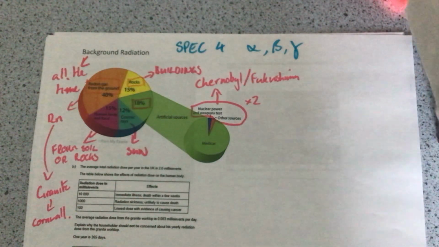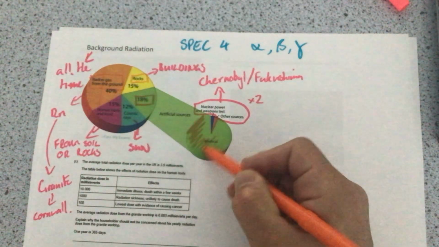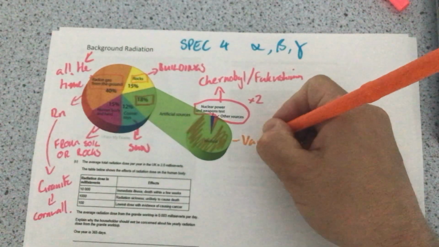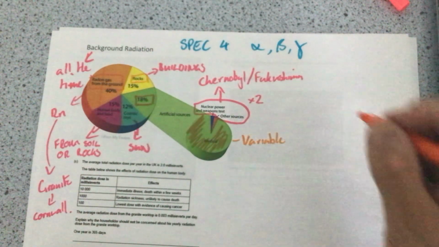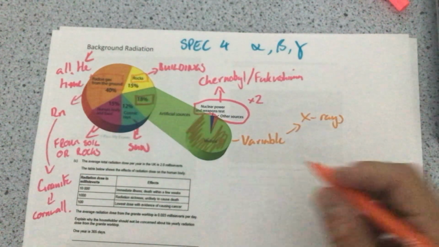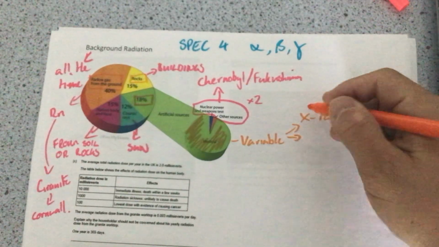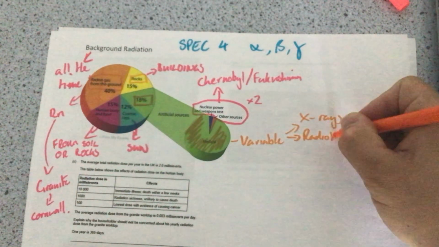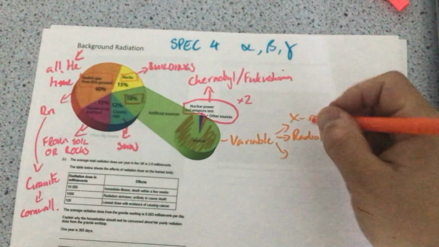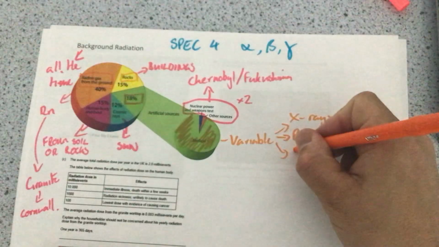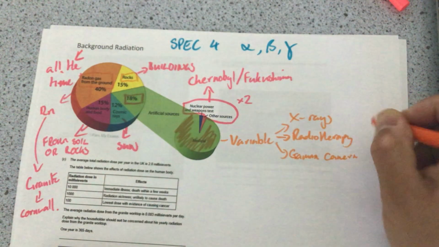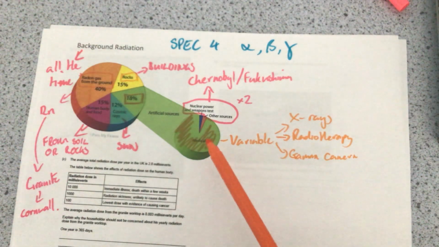The big one here is medical. Now, medical is also obviously variable. It's dependent on the person. So if you have lots of x-rays, then you will have a higher proportion of this. If you've had to have radiotherapy, then you will have a higher proportion of this. If you've had a gamma camera used on you or anything like that, then the proportion of background radiation that comes from medical will be higher.